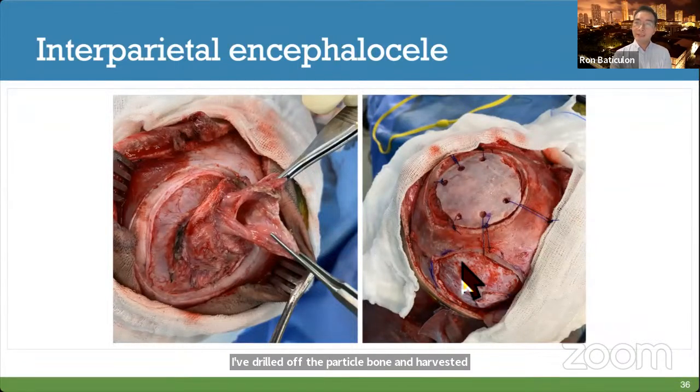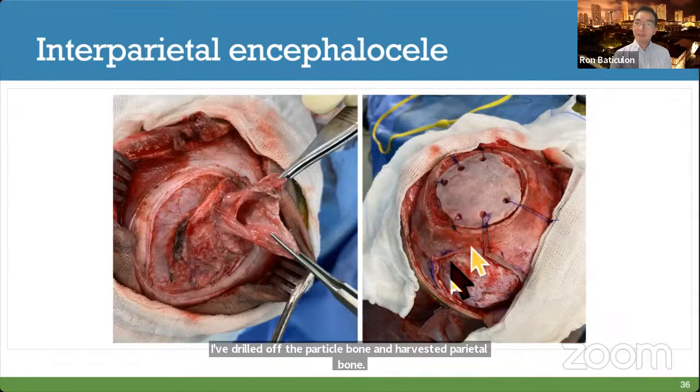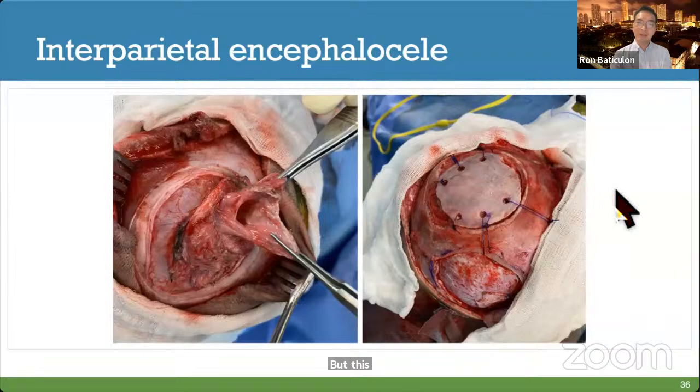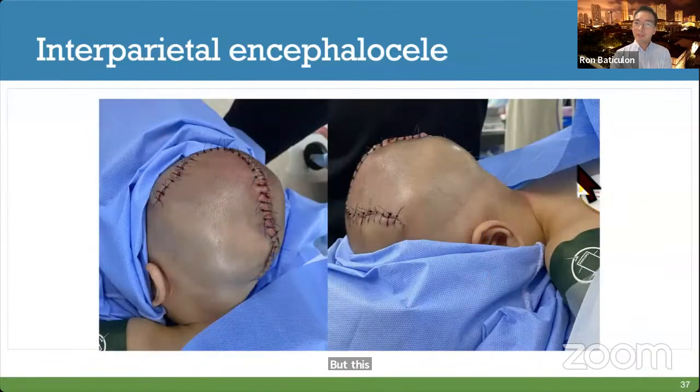You see here, I've drilled off the cortical bone and harvested the adjacent parietal bone. Now, this child is less than 1 year old, so we expect this donor site to eventually ossify. But this really needs bone because this is abnormal dura. This will not regenerate bone. Right? And this is how we close it.